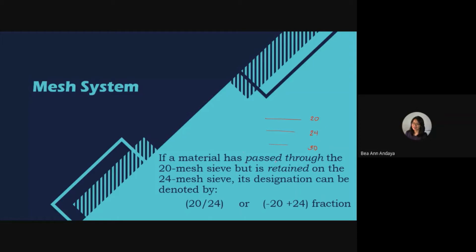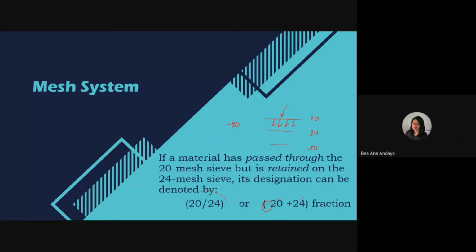And then, what our mesh system or designation refers to is that if you have 20 over 24, or let's say negative 20 and positive 24, what it means is what happens in between these. Okay, when we say negative 20, negative stands for the undersize, or all of those materials that have passed through the mesh number, or the screen with mesh number 20. So all the materials you find up here and then pass through here are considered undersize. Undersize of 20, again. So it is written here as negative 20.